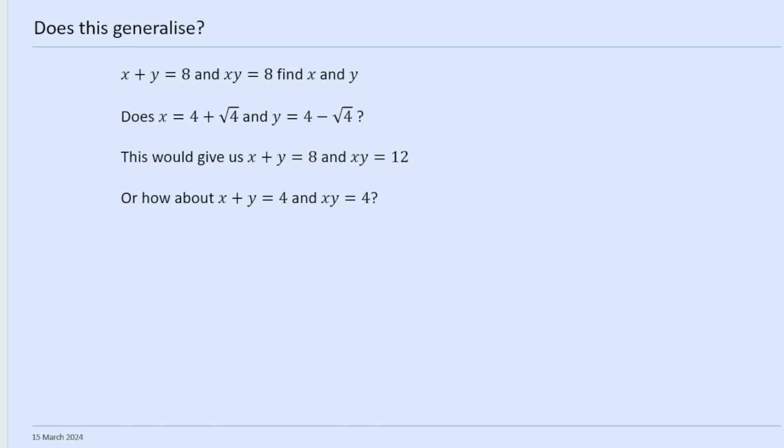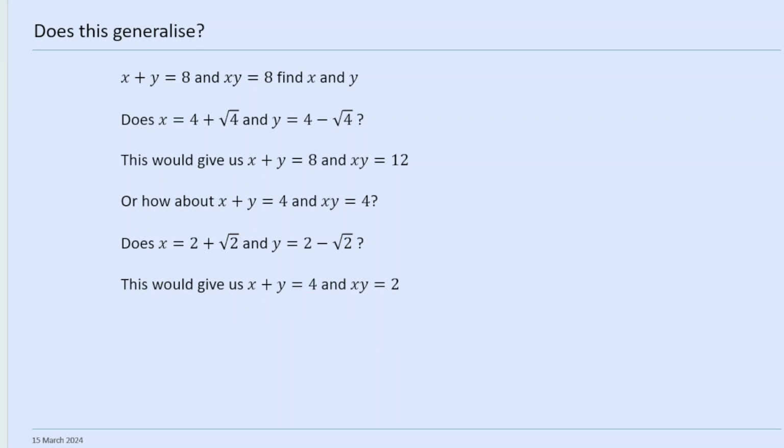How about if x plus y is 4 and xy is 4 rather than 6? Then the solution, if you just generalized kind of naively, you'd say 2 plus root 2 and 2 minus root 2. That's the equivalent of 3 plus root 3 and 3 minus root 3. That would give us x plus y is 4 and xy equals 2. Again, it doesn't work because we don't get xy as 4. In the first case, when we used 8 in place of 6, the product was too big, and in the second case, the product is too small, which sort of shows why 6 is special.